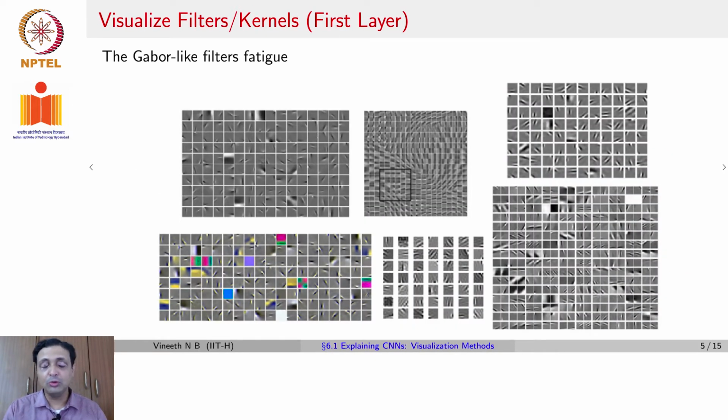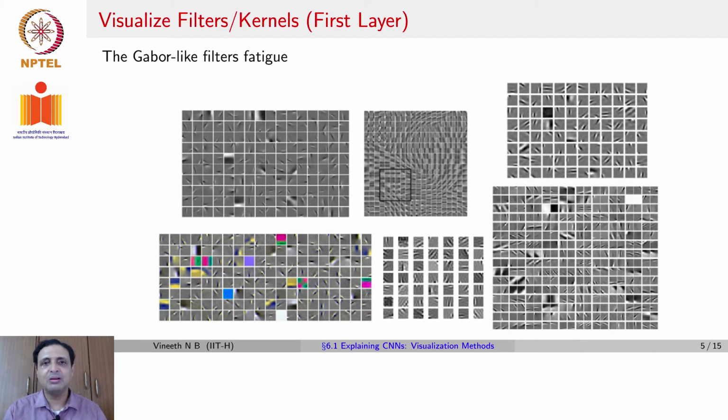However, if you take the filters of the first layer alone across various models and datasets, hope by now you're familiar with the various CNN models such as AlexNet, ResNet, DenseNet, VGG, and so forth. If you look at the filters of the first convolutional layer across all of these models, you get very similar kinds of filters, and it's generally called the Gabor-like filters fatigue.